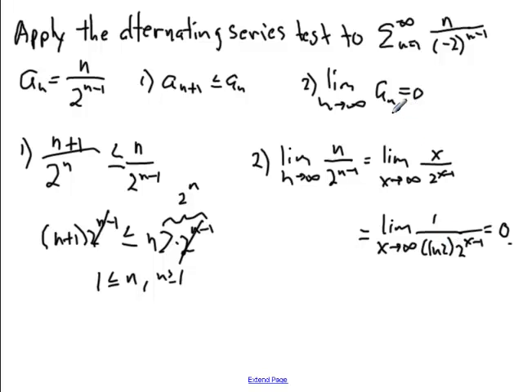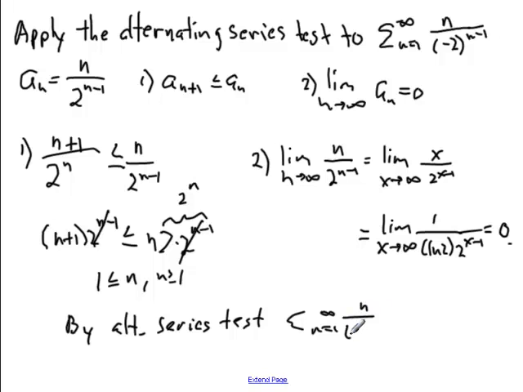Since the limit as n goes to infinity of a_n is 0, and since we have a decreasing summand for a_n, by the alternating series test, our series from n equals 1 to infinity of n over negative 2 to the n minus 1 converges.